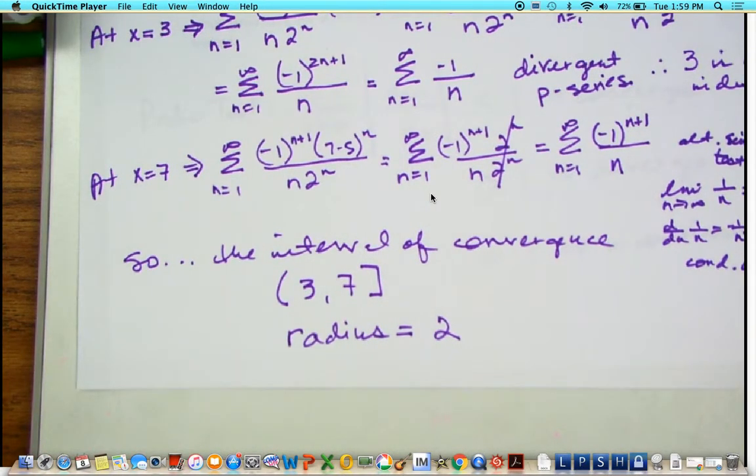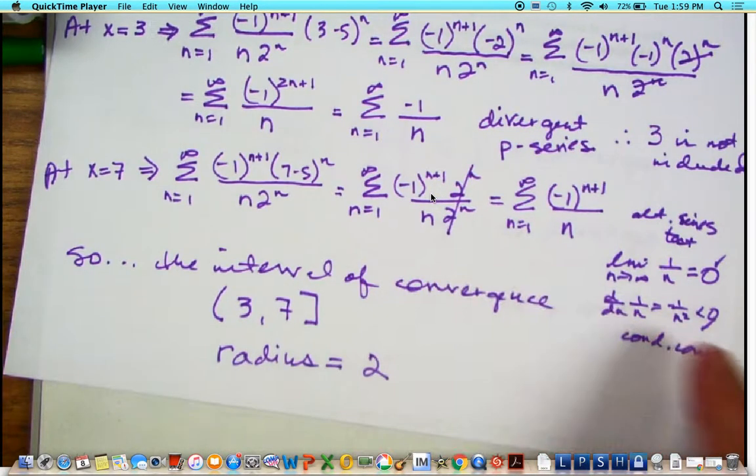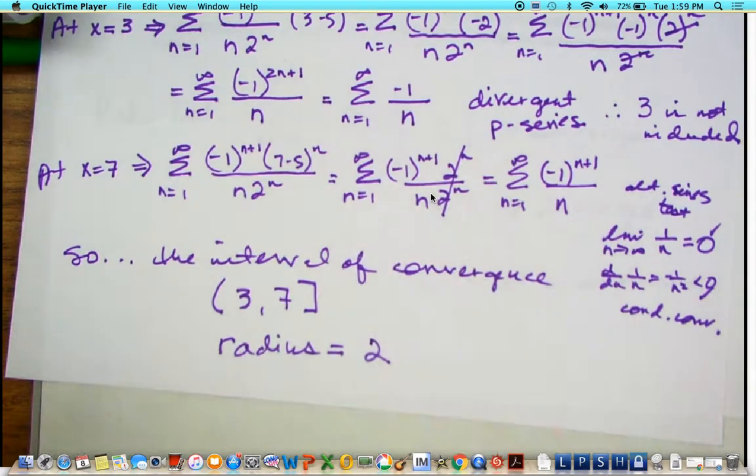Do we have to say that 7 is included when we did the alternating series test? Oh, like over here? No, no. I was just showing this. I was trying to show every single step so that whenever you go back to look at your notes, you can see it all.